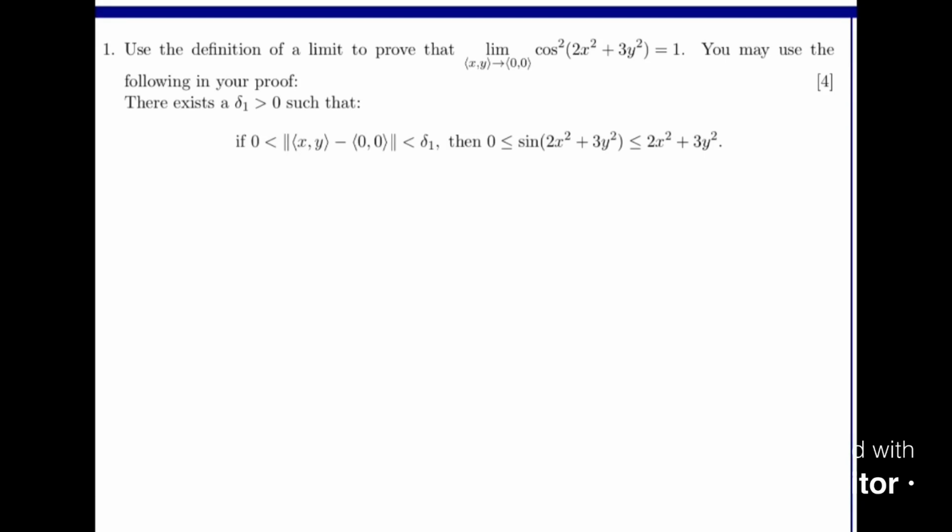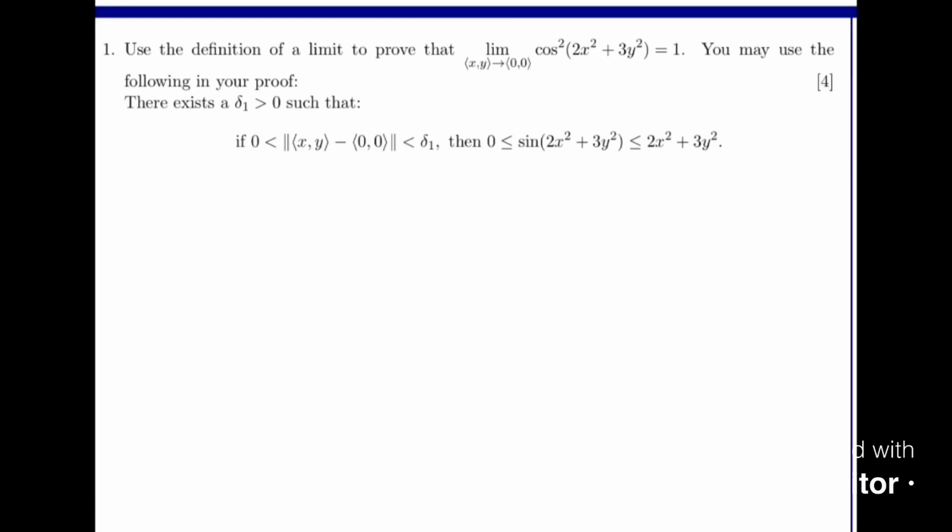In this video, I will be discussing assignment 4 from 218 in 2020. So in the first question, they ask you to use the definition of a limit to prove this limit over here. And it also says that you may use the following statement, which is over here, in your proof.